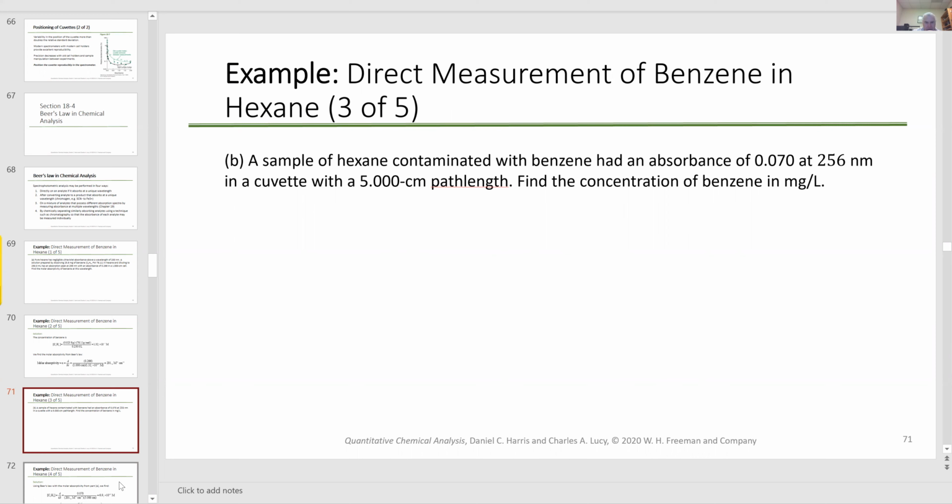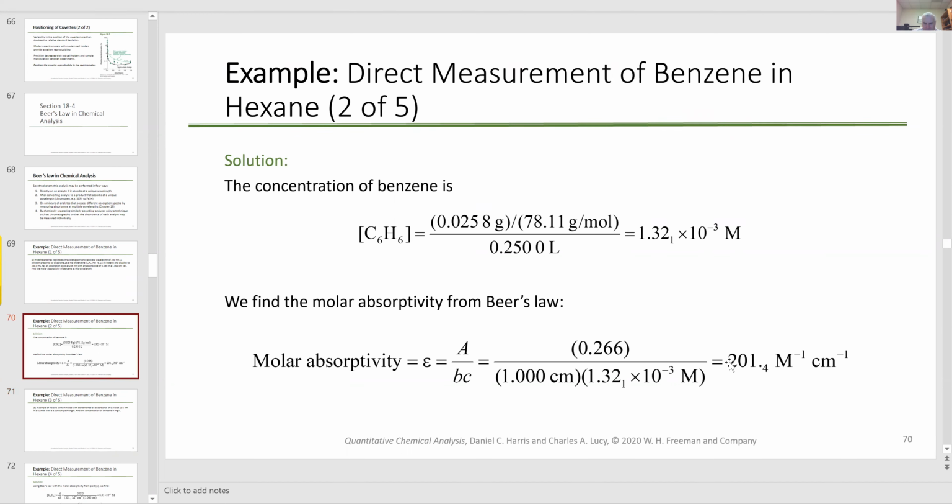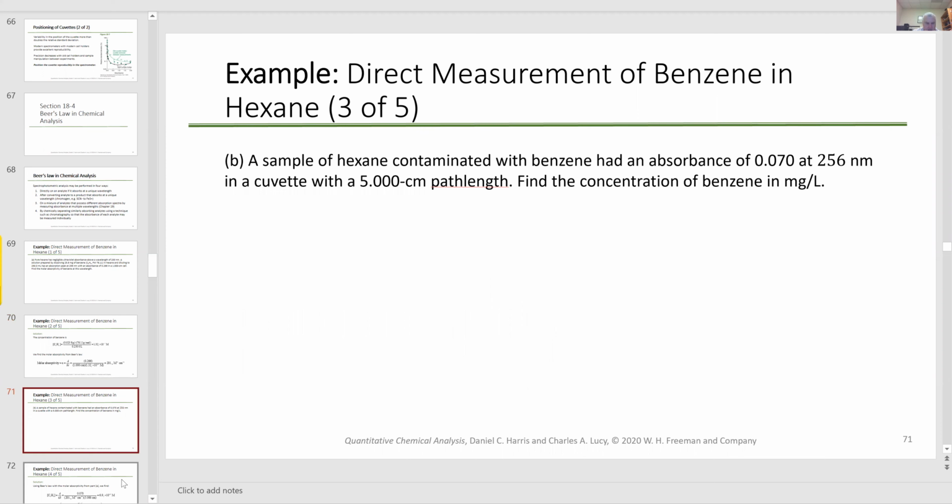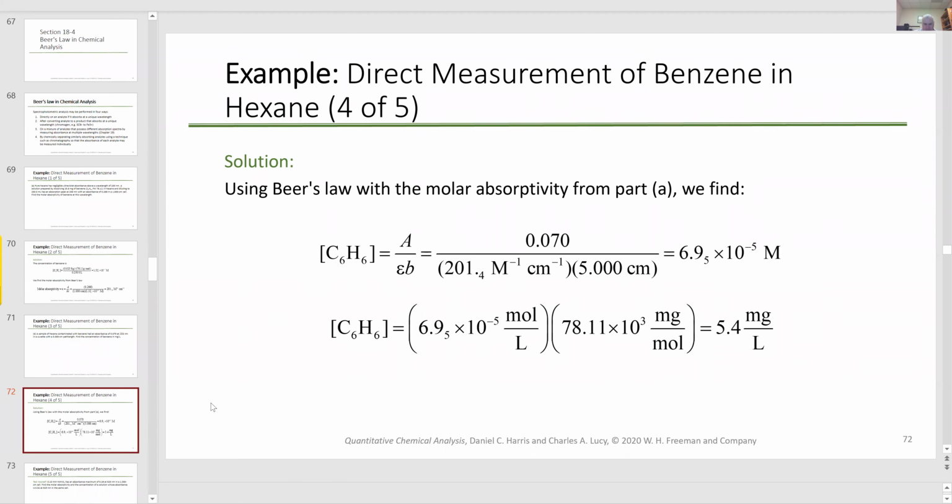And then if you have a different path length, and knowing the extinction coefficient, this guy right here, then you can calculate the concentration of benzene in whatever solution you have. So here, you take the absorption that you measure, divide by epsilon and the path length, and that'll give you the molar concentration.